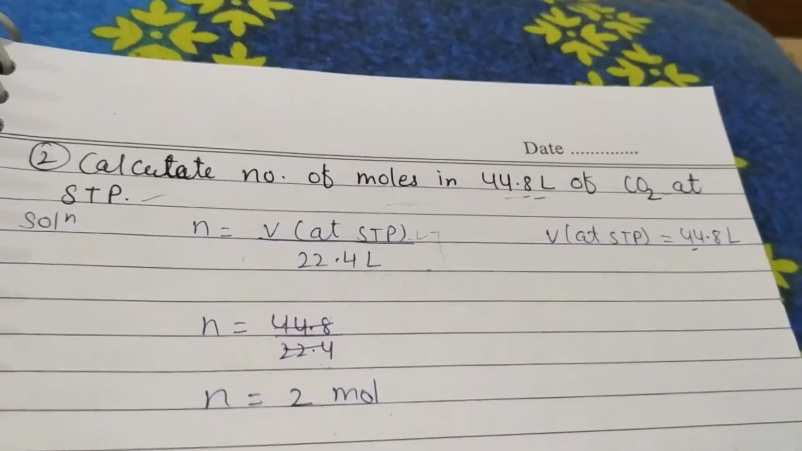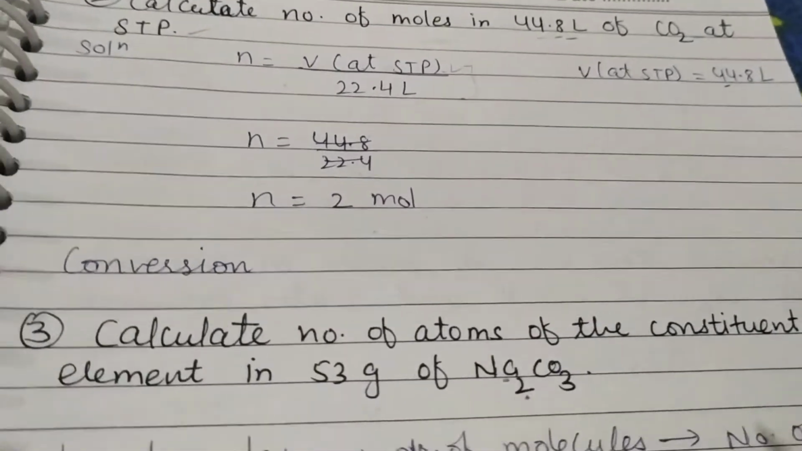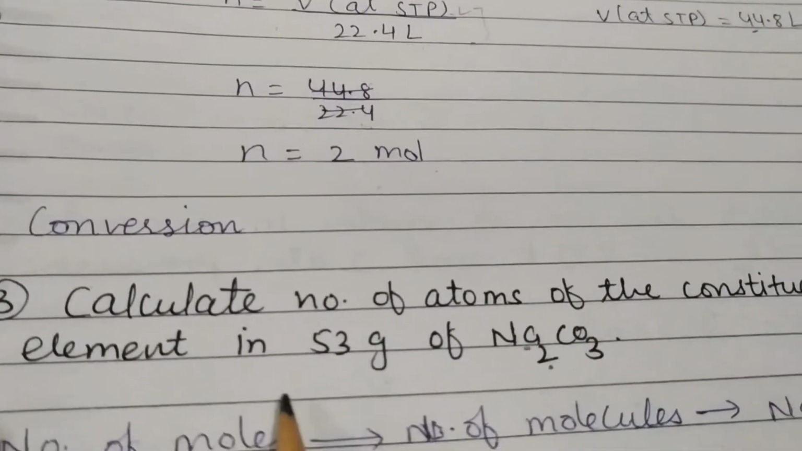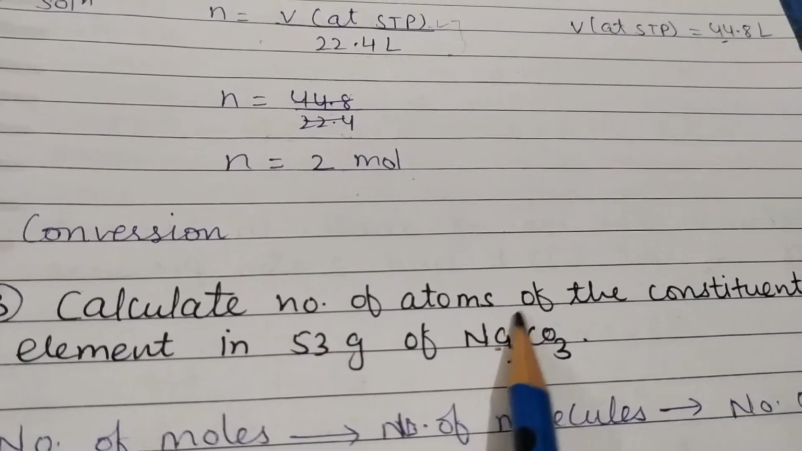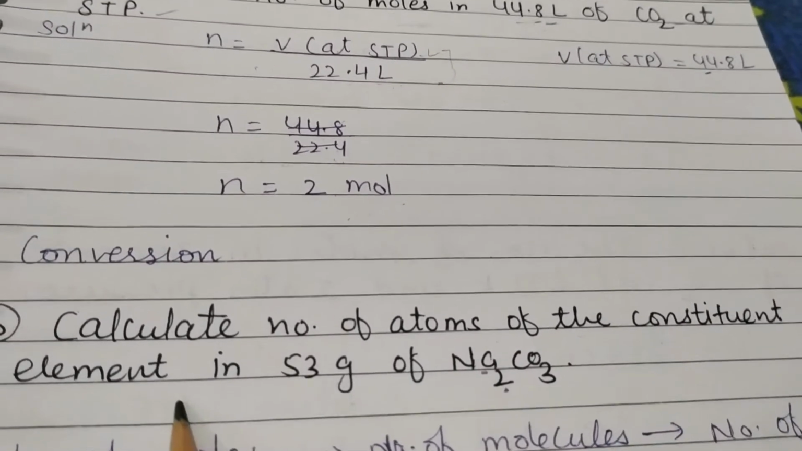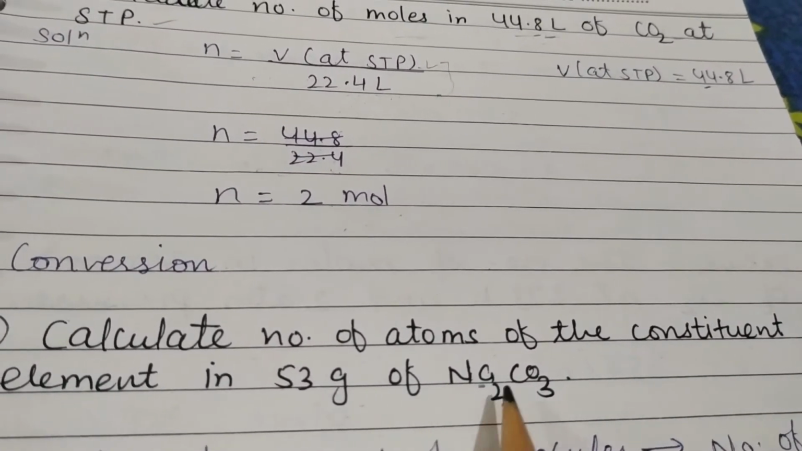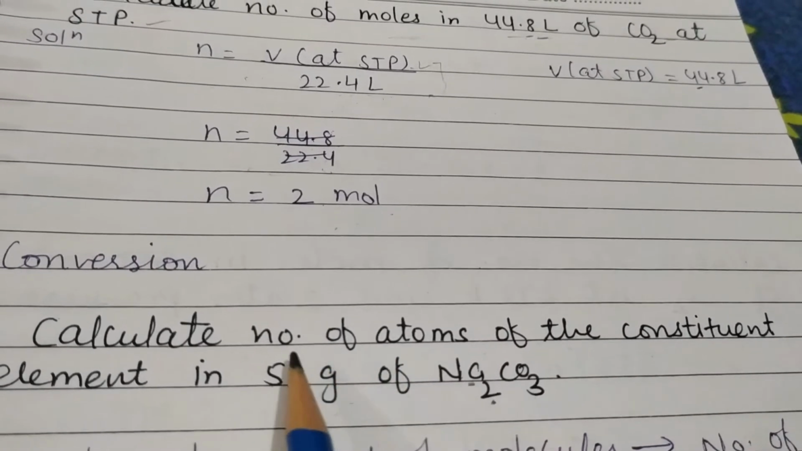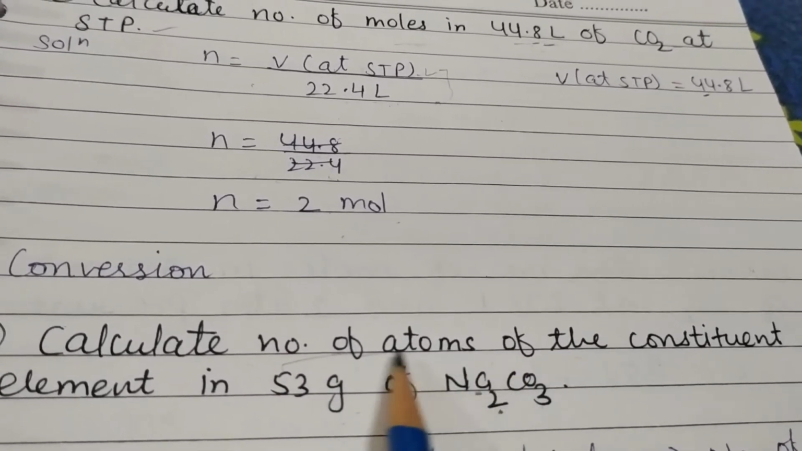So let's move to another: calculate the number of atoms of the constituent elements in 53 gram of sodium carbonate. Look, this time we have to find the number of atoms.